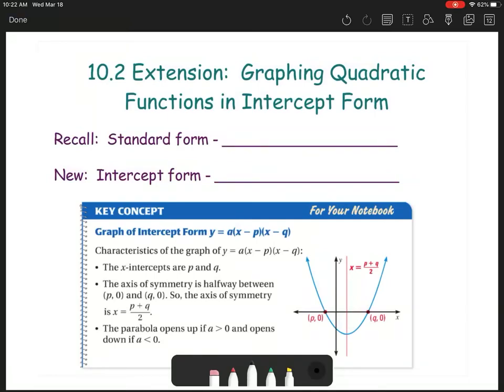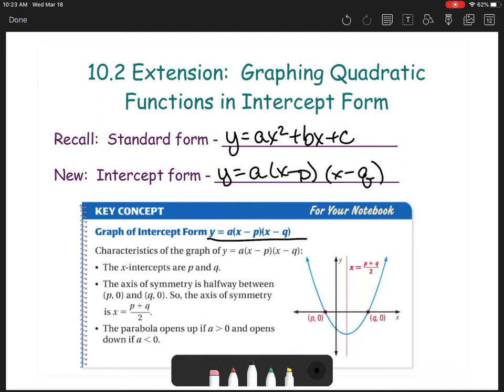Hi, today's video is to get you familiar with graphing quadratic functions in intercept form. So last week we talked about standard form, which is this ax squared plus bx plus c, and that was useful for some things, but we're going to talk about intercept form today. And intercept form looks like this down here: y equals a times x minus p times x minus q. And those values of p and q are pretty important.